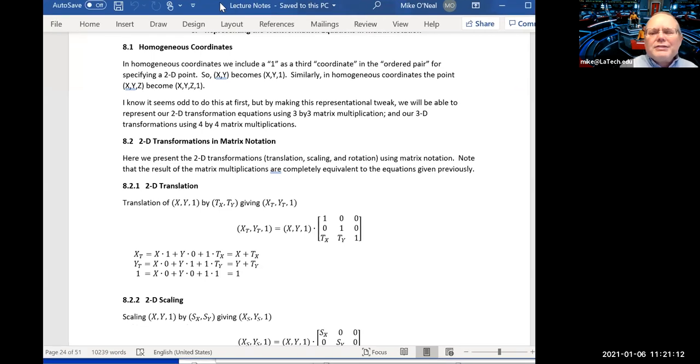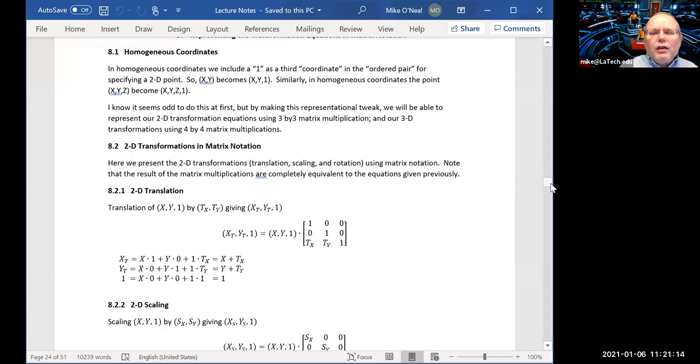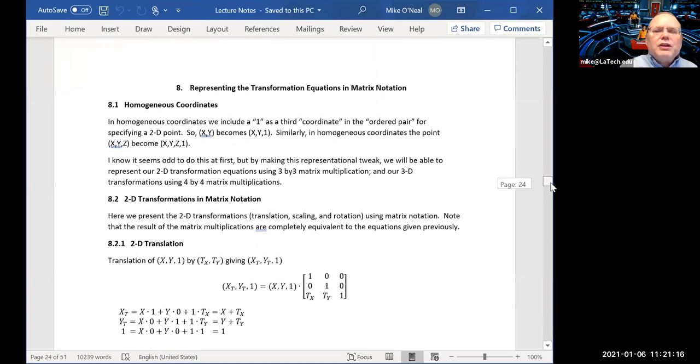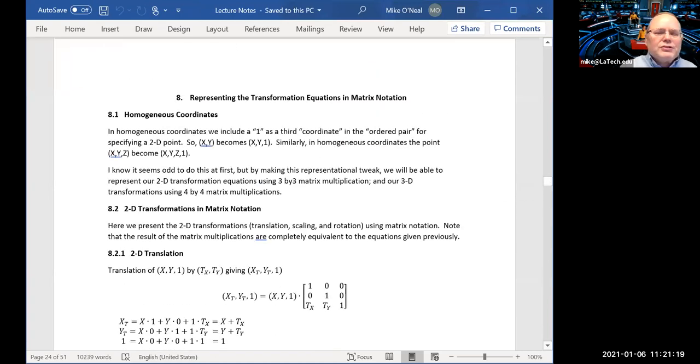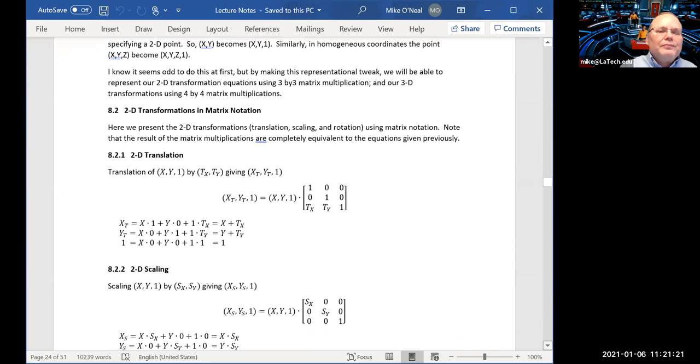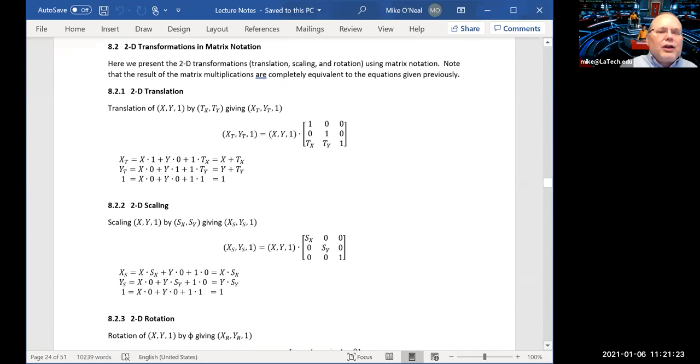Well, let's focus to begin with on two-dimensional because they're a little simpler. And let's think about our two-dimensional translation equations. Ignore this in the middle, but X translated is the original X plus a translation factor. And Y translated is just Y plus a translation factor.